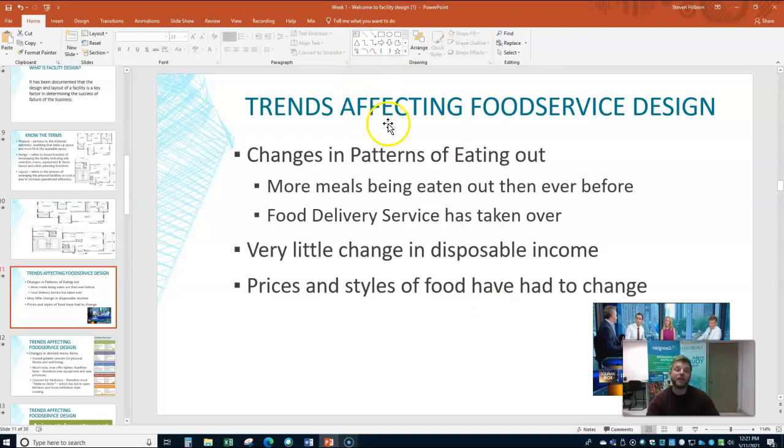But pre-COVID, there were a lot of changes in the patterns of eating out. More meals than ever were being eaten out. Food delivery services were taking over, and now they are essentially the only way that a lot of people are getting their food. But also with that, there's been very little change in disposable income. So the prices and styles of food have had to change as well. And what you are seeing is a lot more inexpensive, I won't say cheap, but inexpensive food options that are out there that people are really grabbing onto. And you'll see a lot more fast service style of food.